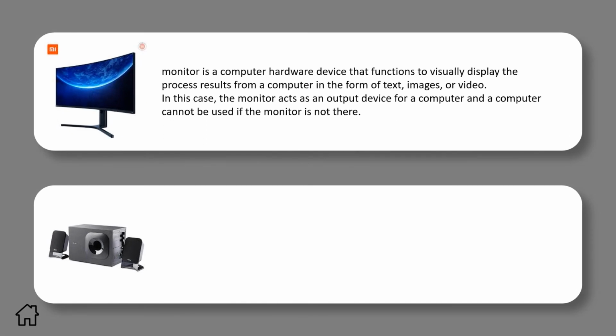Monitor. Monitor is a computer hardware device that functions to visually display the processed results from a computer in the form of text, image, or video. In this case, the monitor acts as an output device for a computer, and a computer cannot be used if the monitor is not there.